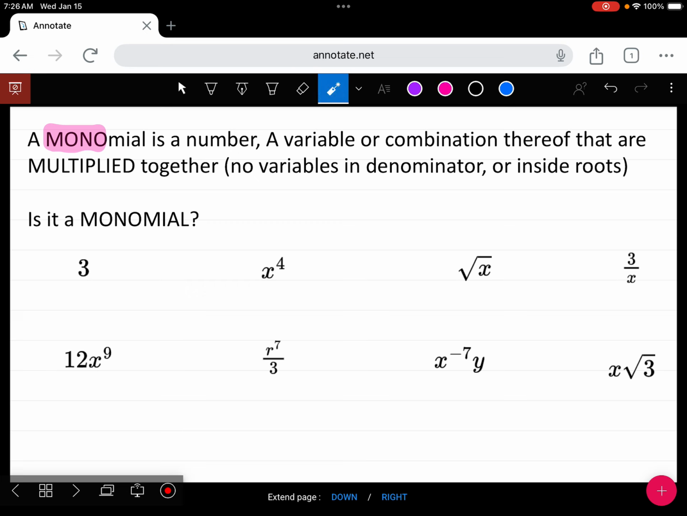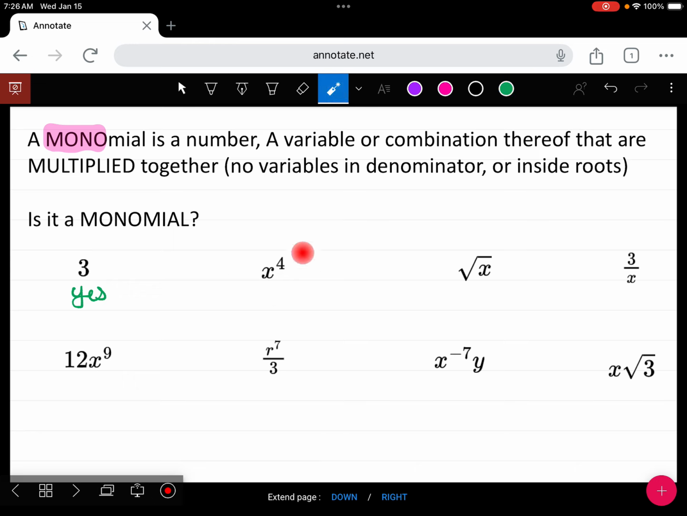So it needs to be a number or a letter or things that are multiplied together. And there's a couple that get a little funky on that one. So how about 3? Is this going to be a monomial? Yes. I can have just a number, totally fine. So yes, this one works. I will probably just do like a green check mark from here.